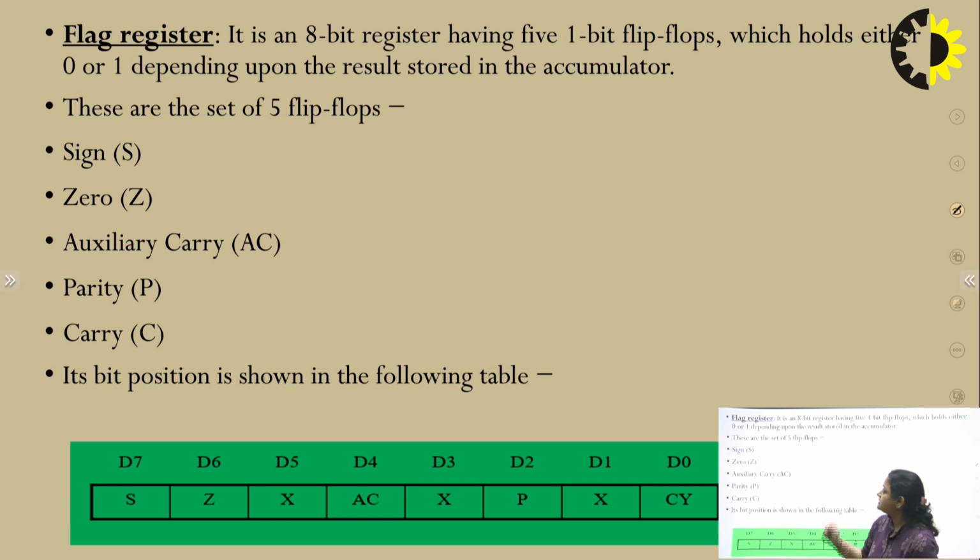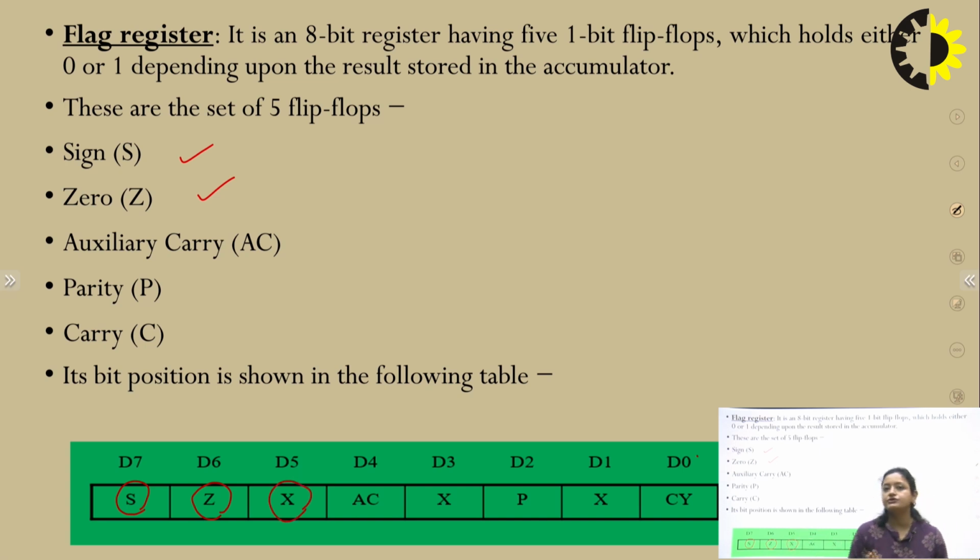So, this flag register actually has 5 1-bit flip-flops. And the positions are like this. We have an 8-bit register starting from D0, D1, D2 up to D7. At the D7 bit, we have S. Here S indicates the sign flag. At bit position D6, we have Z. It indicates the zero flag. At bit position D5, we have don't care.